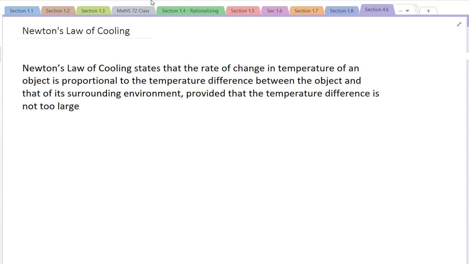So imagine that you are baking a pizza or baking cookies at 400 degrees in the oven. And then you take that out of the oven into a room that is, say, 70 degrees. So that's the surrounding environment. That is going to affect how fast the pizza or cookies cool, right?